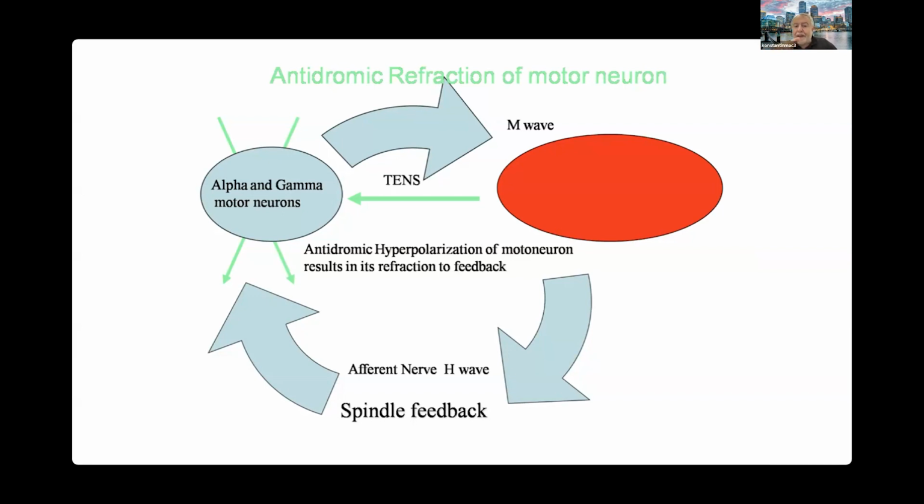And now, since these interruptions exist, TENS takes control, not the CNS. TENS takes control of the contraction of the muscles, and this is how we temporarily erase these pathological engrams the muscles could have. And this is what we relate to antidromic refraction of motor neurons.